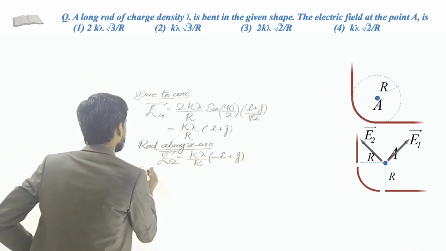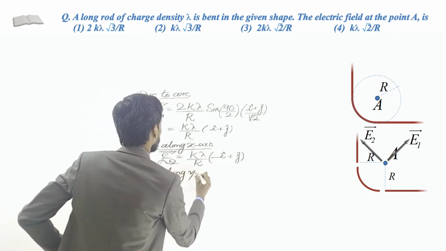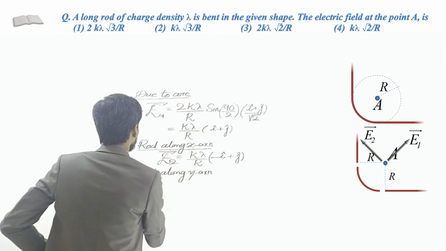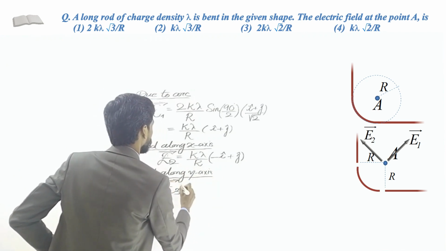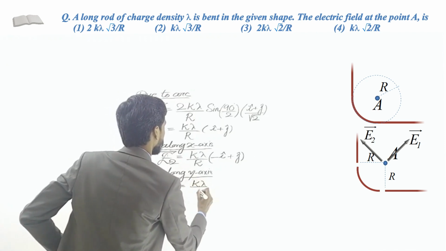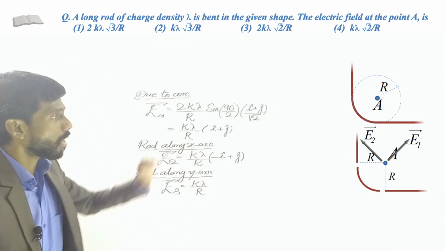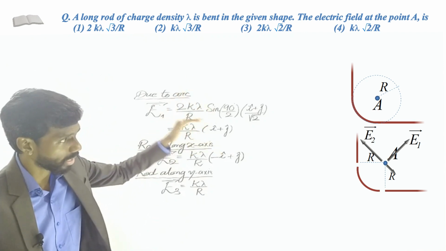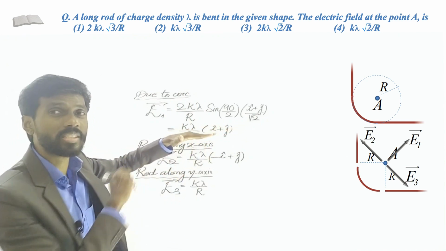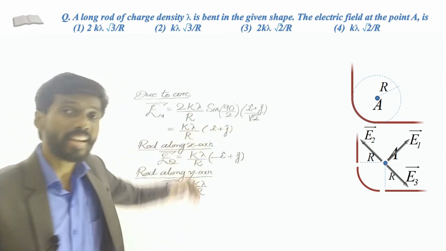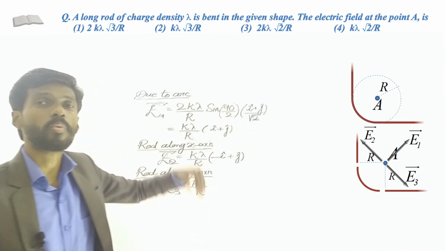Similarly, we have to find the electric field due to the rod along the y-axis. Same idea: take that as E3 vector. It equals the same value, k lambda divided by r, same magnitude, but what is the direction of the electric field? Again away from that rod, making an angle of 45 degrees, which means it has a horizontal component in the positive x direction and a vertical component in the negative y direction.